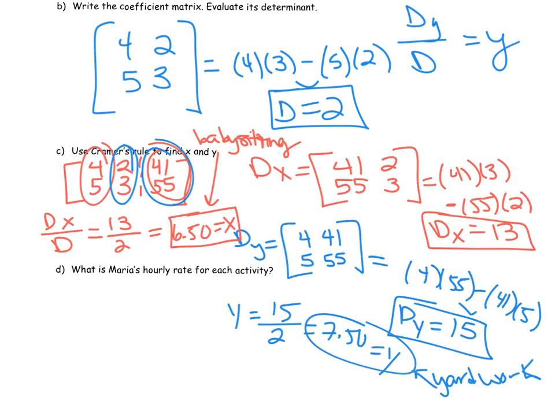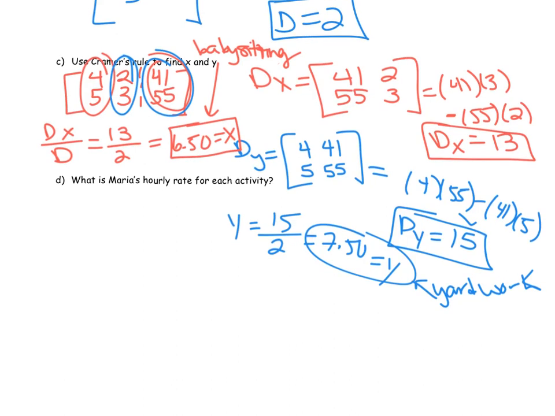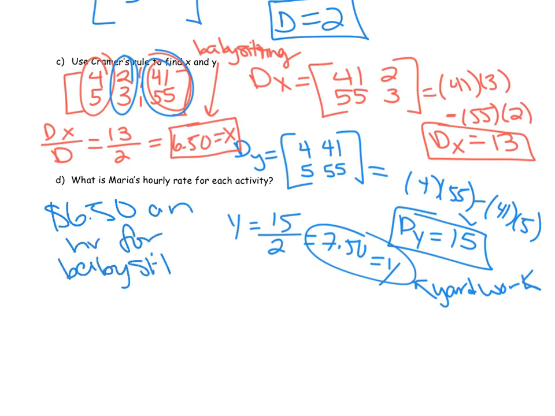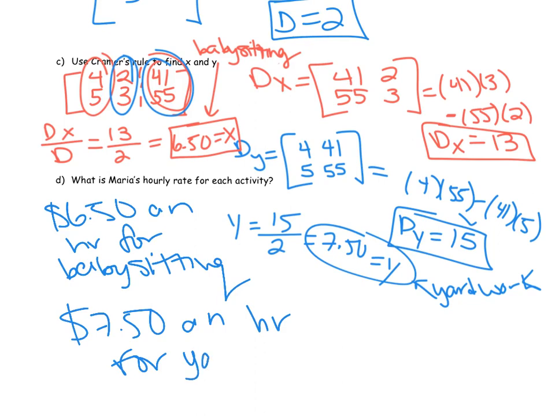Okay? So it asks in our next question, what was Maria's hourly rate for each activity? Well, we just wrote it. It's $6.50 an hour for babysitting, and it's $7.50 an hour for yard work.